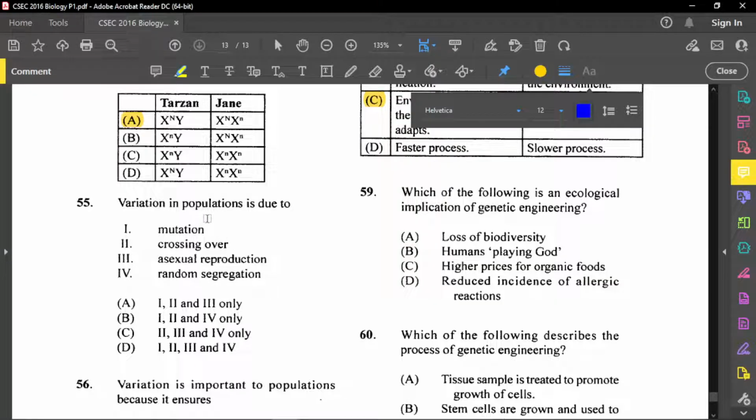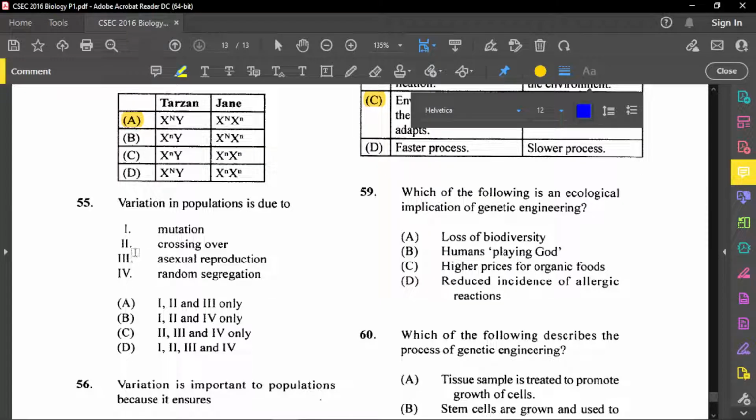Okay, so 55: variation in population is due to what? Mutation, crossing over, asexual reproduction, random segregation. Oh Lord. See the answer right here. No, asexual reproduction cannot be in this answer because asexual reproduction will give the same exact trait as the parent. All right, because it produces genetically identical daughter cells.